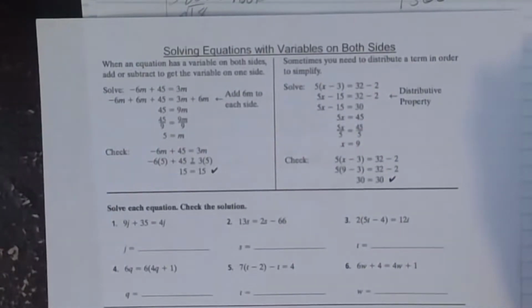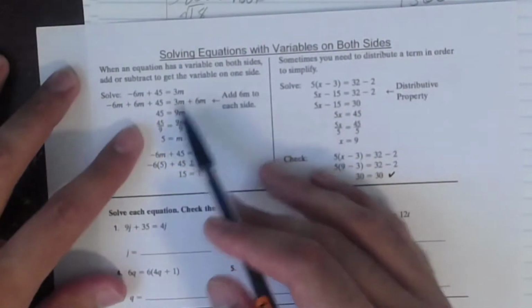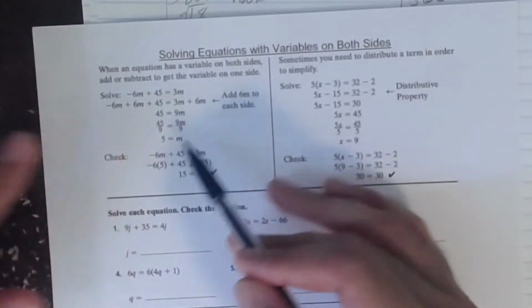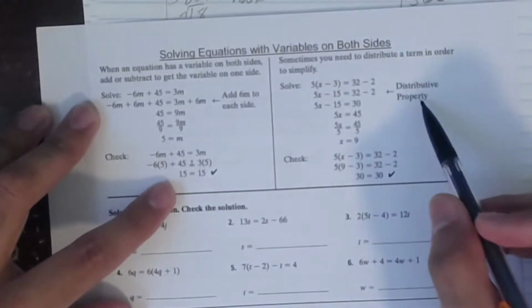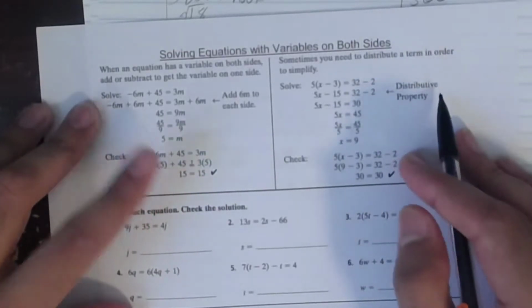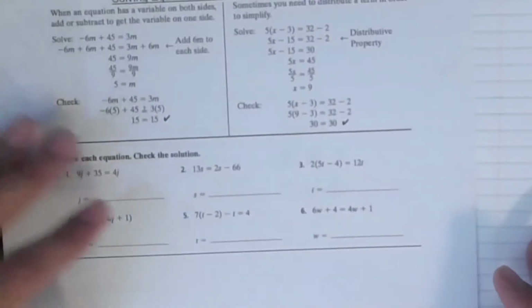Basically we just have to get the variable on one side, and then solve for the one variable, one equation, and then we have to check it, and sometimes we have to distribute. It's not going to be that big of a deal. I think we got this. Let's do our problems.